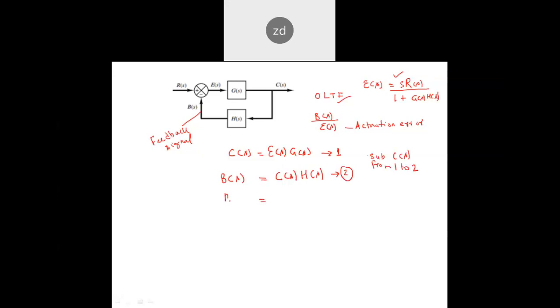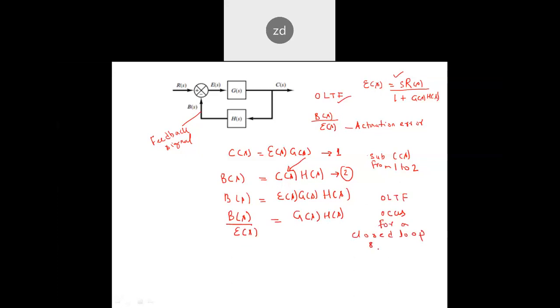You will get the value for B of S. B of S would be equal to this: instead of C of S, you will write E of S, G of S, into H of S. So if you get the ratio of the feedback signal with the actuation error signal, this gives you the open loop transfer function, G of S, H of S. So open loop transfer function basically occurs for a closed loop system. Remember this. Don't get confused that the name is suggesting open loop and you are considering it for the open loop system.